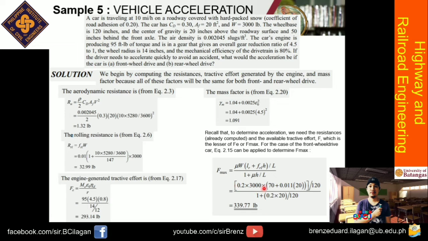So 0.2 times 3000 times 70 plus 0.011 times 20 over 120, over 1 plus 0.2 times 20 over 120. Or the answer for a front-wheel drive, so kung ano yung hinahanap dito, that is if the driver needs to accelerate quickly, what would the acceleration of the car be if it's front-wheel drive. So ito yung sagot natin for letter A.